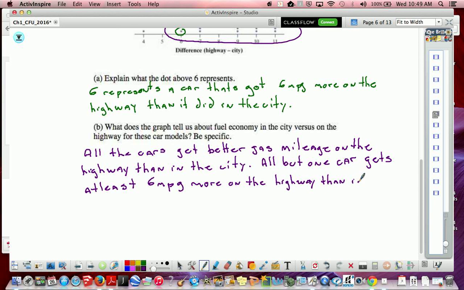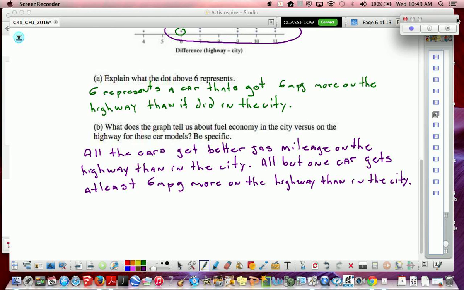than in the city. Now, is that the only thing you could say? You could have, instead of 1, gone to 7. You could have said more than half the cars get 9 or better. The key thing is you've got to look for something that's specific and that is supported by your graph. All right, this ends page 1.